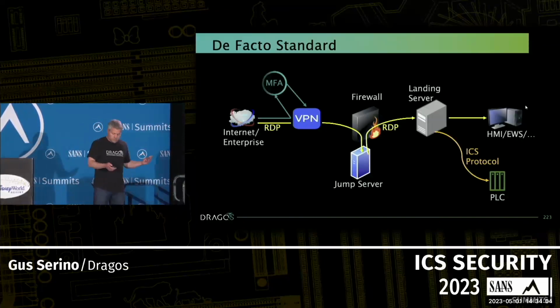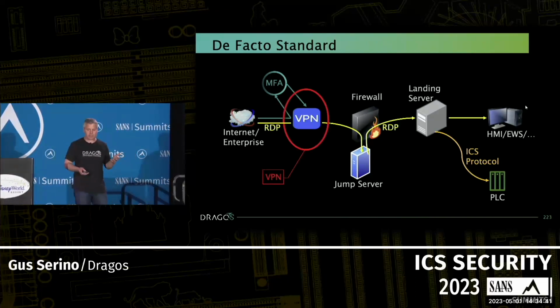So the first one I want to talk about is what is generally the de facto standard for secure remote access. Everybody's probably seen this similar diagram where, out on the outside, whether it's on your enterprise network or from the internet, somebody sets up a VPN, remotes in, goes through a firewall, and lands in a jump server. Maybe you see them landing in a landing server on the OT side, and from there doing whatever they need. This is not a new concept, but there are some principles we can talk about with this structure that we can then apply to other architectures as we move through.